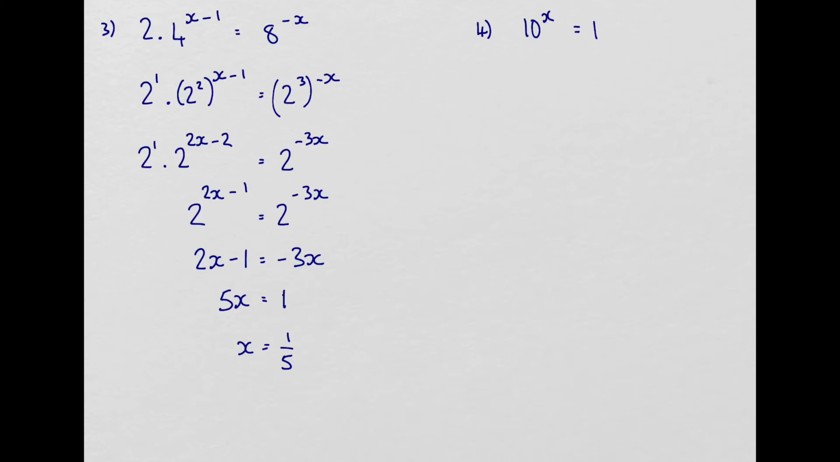Number 4, very simple one, although students sometimes stumble with it because they don't know how to make the bases look the same. So remember, you can make a 1 look like any base you want by raising it to the power of 0. Here, obviously, we want it to look like a base of 10. So the left-hand side stays 10 to the x. We can express 1 as 10 to the 0. Now our bases are the same, so we can equate the exponents, and therefore x equals 0.